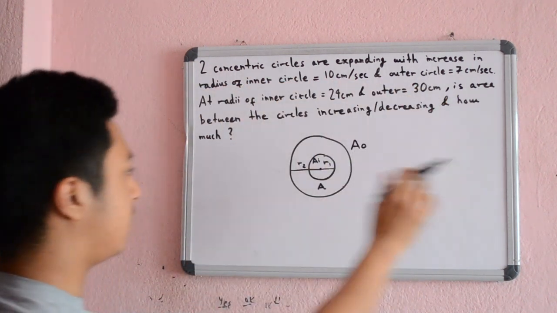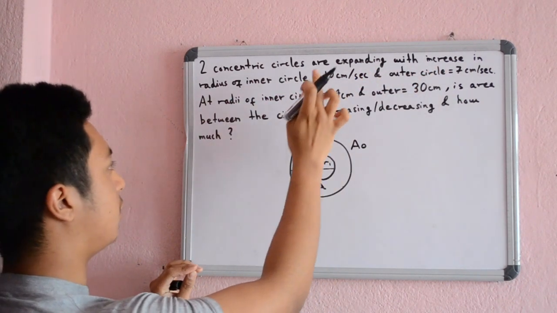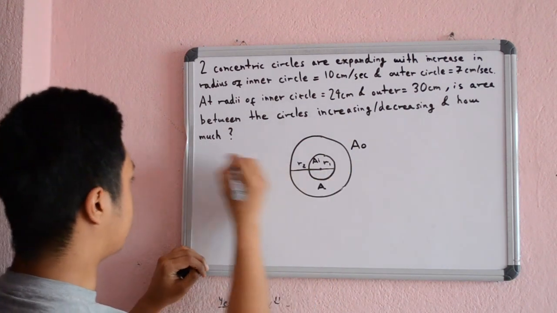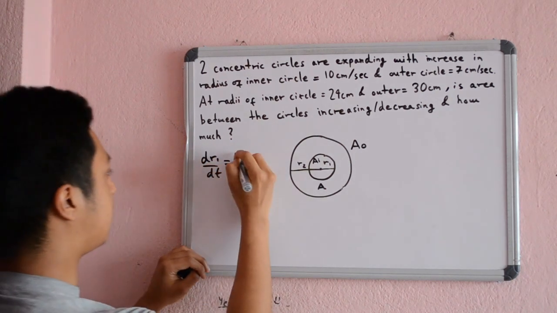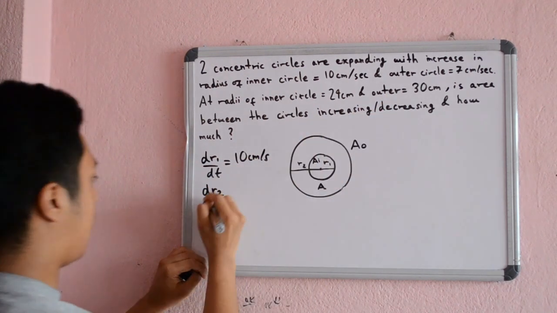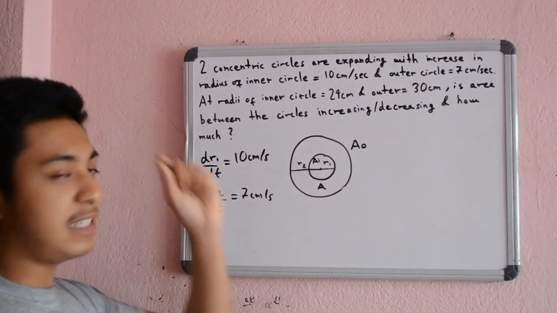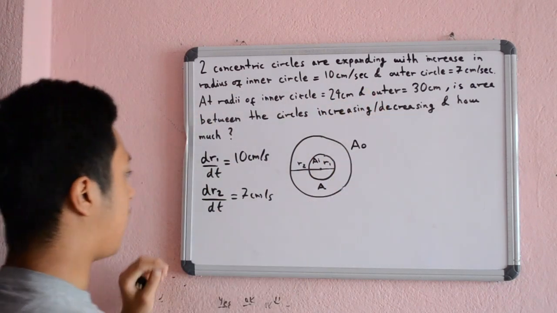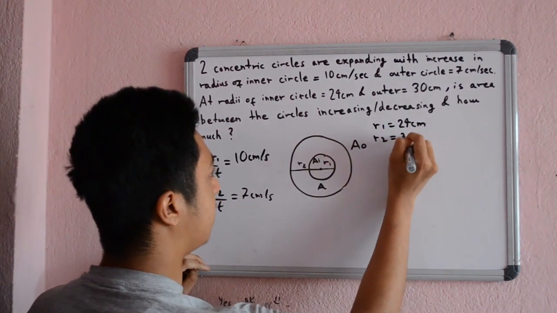Two concentric circles, and I've already drawn them out for you guys, expanding with an increase in the radius of the inner circle of 10 centimeters per second. So let's write that down. Let's say the inner circle has radius r1, so dr1/dt is 10 centimeters per second, and the outer circle, let's call that r2, has dr2/dt of 7 centimeters per second. At the radius of the inner circle at 24 cm and the outer circle at 30 cm. So that means we're given r1 as 24 cm and r2 equals 30 cm.